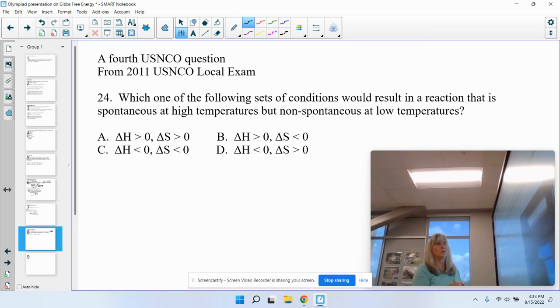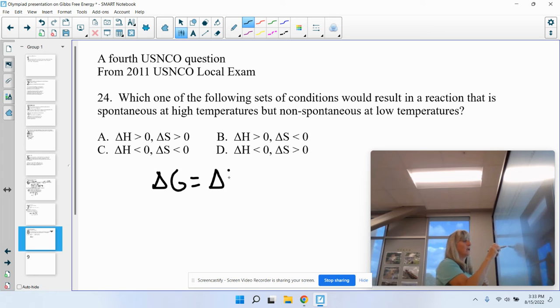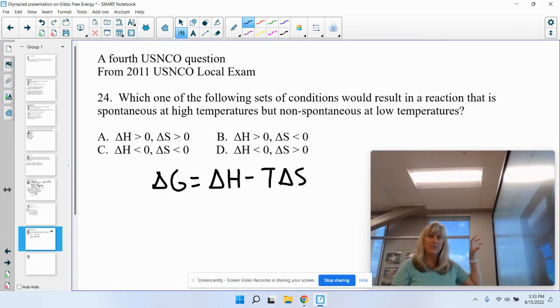Okay, and a fourth question from the 2011 Olympiad test, the local exam: which of the following sets of conditions would result in a reaction that is spontaneous at high temperatures but non-spontaneous at low temperatures? Again, just looking at this equation, so looking at many past exams, there are very often questions just with this one equation, either solving for something or plugging in possible conditions and seeing what the temperature would be. So we want to know when it would be spontaneous at high but non-spontaneous at low.